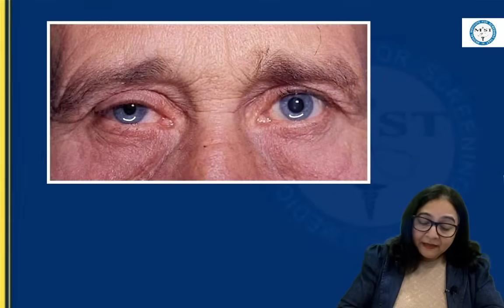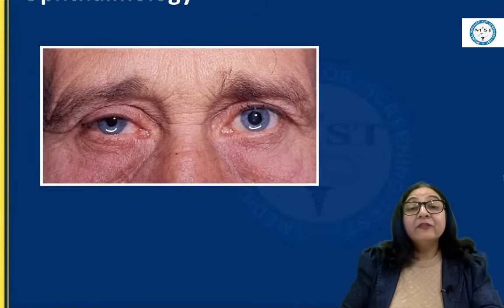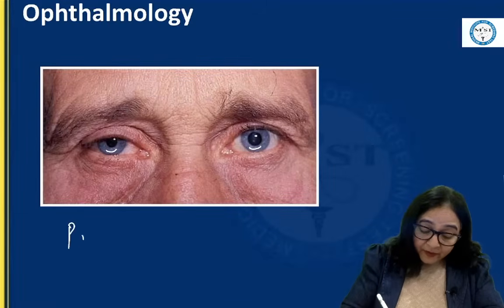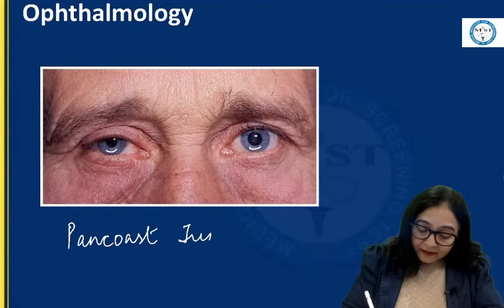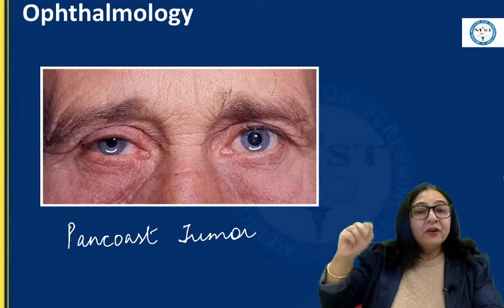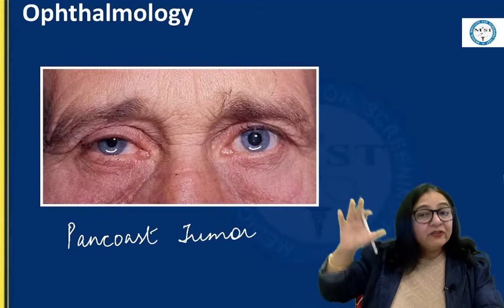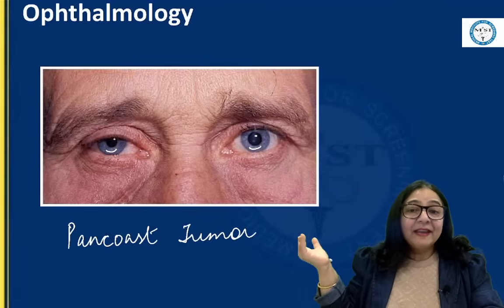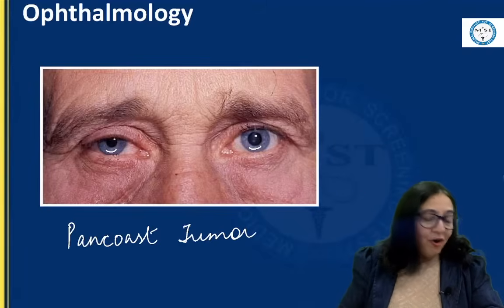Okay? And you remember in your previous year questions, there was a question related to Pancoast tumor causing Horner syndrome. So Pancoast tumor is your tumor of the apex of the lung, which if it compresses the cervical sympathetic chain, as we were discussing, can lead to Horner syndrome.